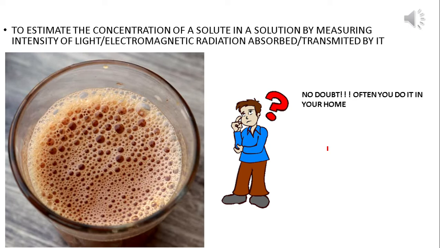Now we have specific scientific instruments called spectrophotometers, which can be used to measure absorption of electromagnetic radiation in the UV region and also in the infrared region. In our college, in the microbiology department, we have a spectrophotometer. It can be used for measuring absorption in visible region and also in the UV region by a solute.